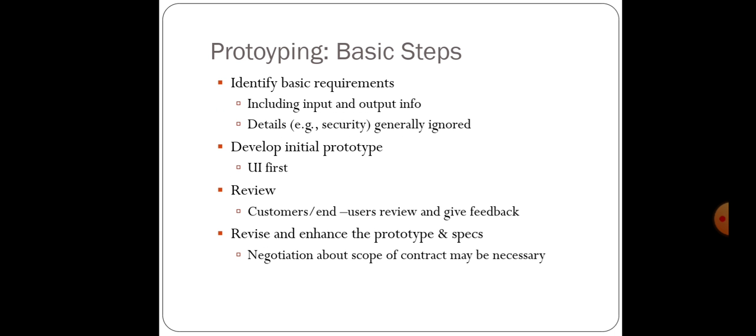Next is the prototyping model. In the prototyping model, we develop a prototype first and then show it to the customer, and once the customer approves it, we start making the final product. So in this also the basic steps are almost similar to the waterfall model. You have to identify the requirements first, what all inputs are there, what all outputs are there, and then you have to develop an initial prototype which is to be evaluated by the end user, and depending upon the review by the user, the prototype and the specifications can be enhanced and revised.